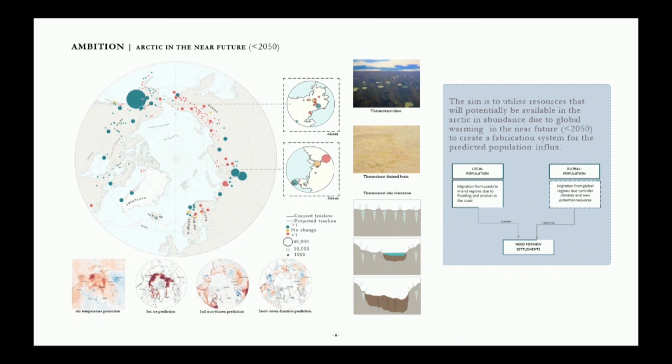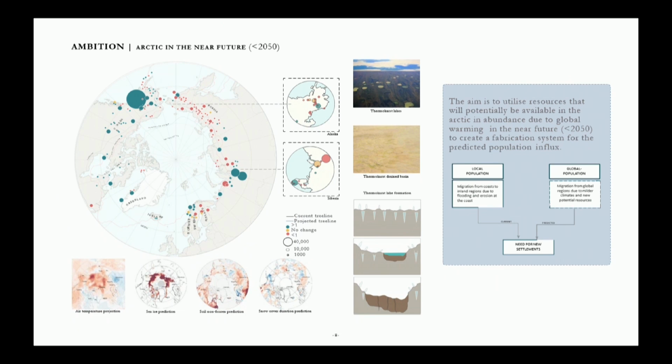So let me briefly introduce our design ambition and aim. Basically, looking at current Arctic scenarios and trends, we realized that there is a predicted population influx due to local and global factors. The local factor is the moving away from the coastline due to coastal erosion, and the global trend is happening because of global warming and more availability of potential resources.